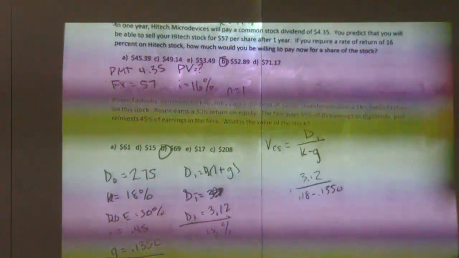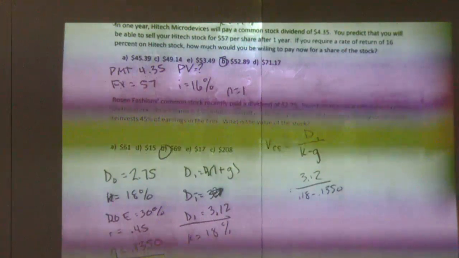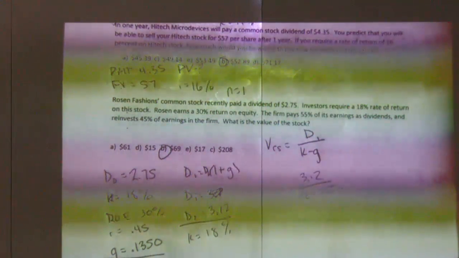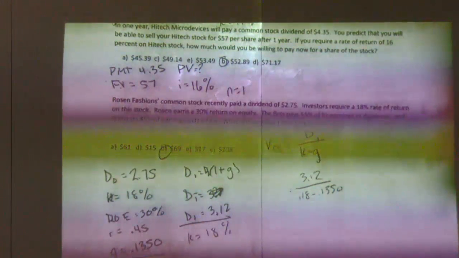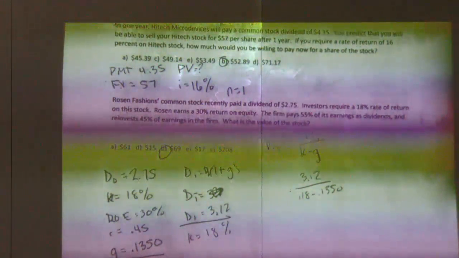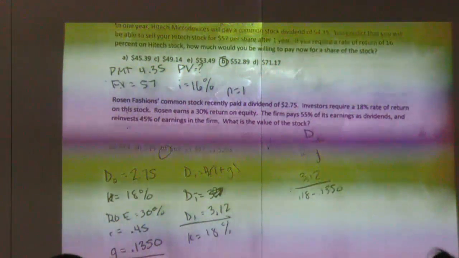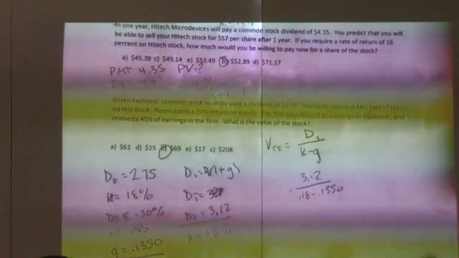So yeah, just another stock problem. You just want to pull out what you know, write down the dividend stuff, and make sure you grow your dividends for that 1 year. So yeah, that's that. Does that make sense, everybody? Cool.